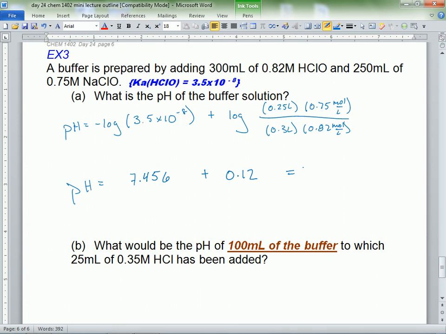Negative? Is it negative there? I think I screwed up. That should be a negative sign, isn't it? If you take the log of it, don't you get a negative number? Yes. Yeah, so it has to be. Yeah, you have to.